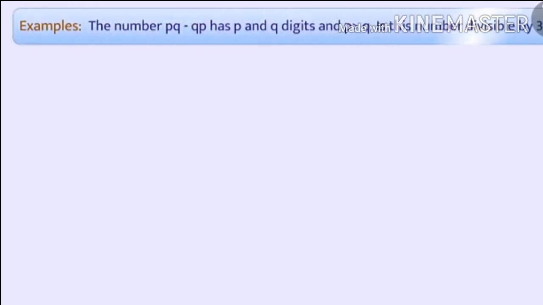Example 4. The number PQ minus QP has P and Q digits and P is greater than Q. Is this number divisible by 3? Just think about how we can solve this. Think for a while. You are absolutely correct. We can solve this by using the general form.